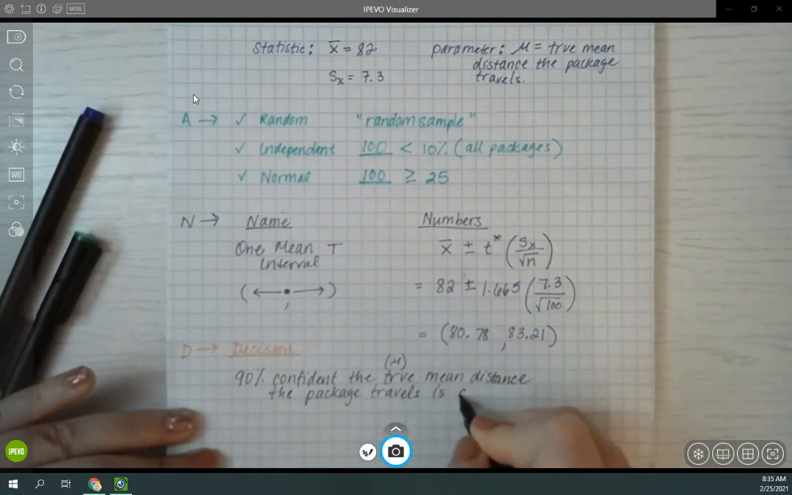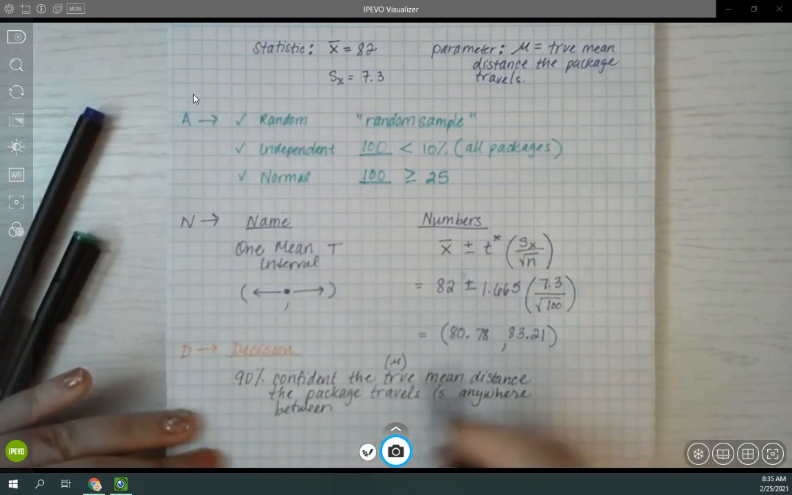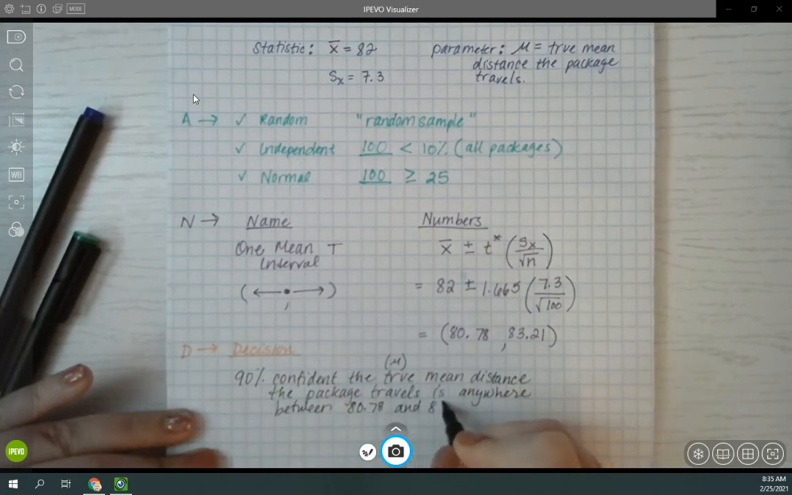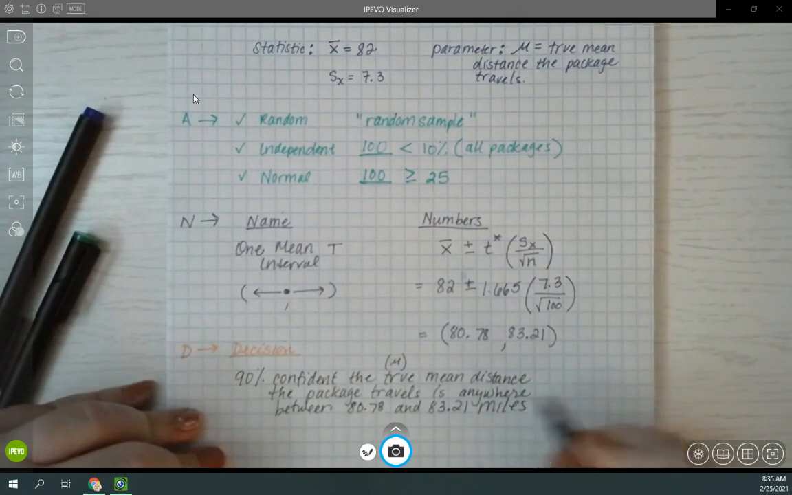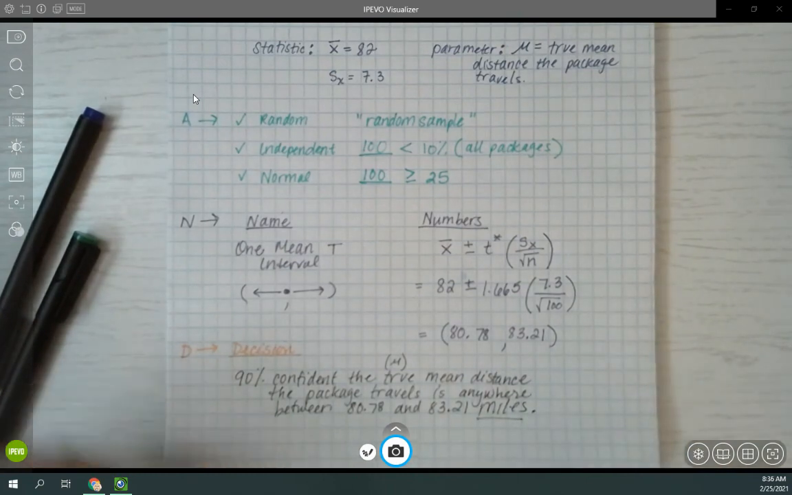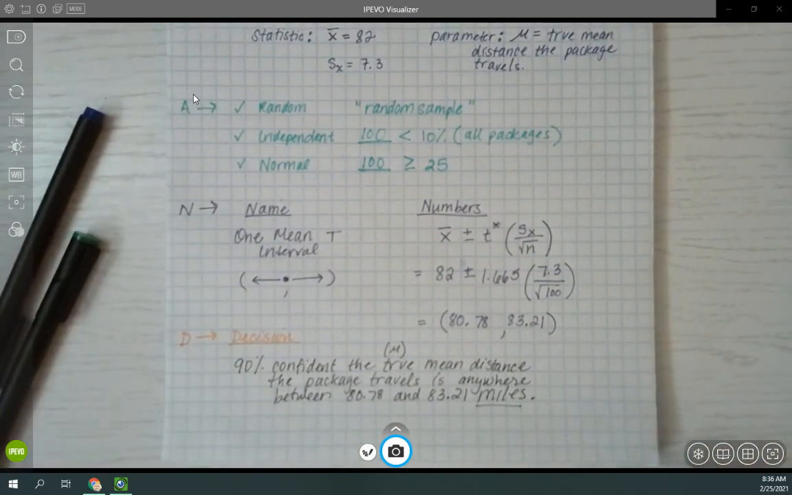Is anywhere between, and then the two numbers we got, 80.78 and 83.21 miles. Always make sure you finish up with some context. And that is a confidence interval from start to finish for a one sample mean.